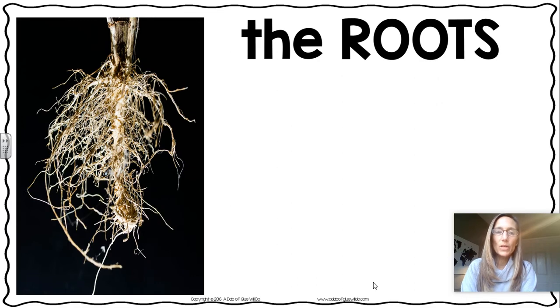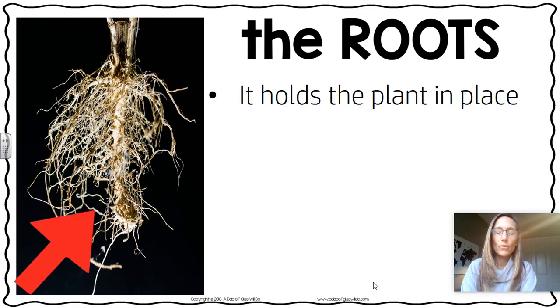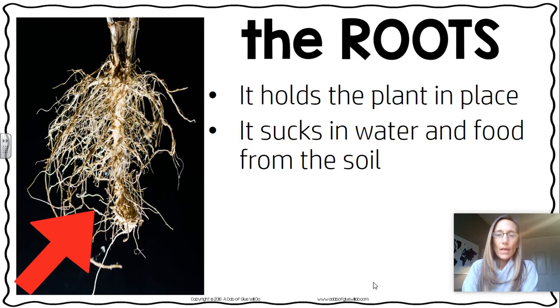And the roots, we talked about the roots being underground. It holds the plant in place, just like an anchor to a boat. When you put the anchor in the water, it keeps the boat from moving. Well, the roots keep the plant from moving in the wind or in a rainstorm, right? They also suck in water and food from the soil. So think of the stem as the big straw, and the roots are little tiny straws that go underground to get the food and the water from the soil.